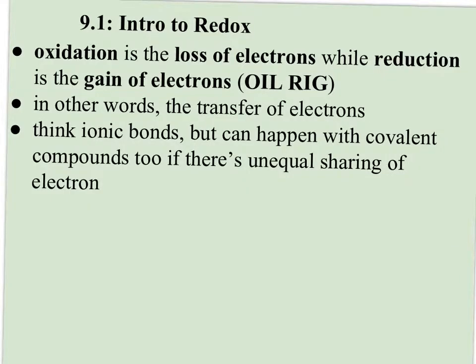So what is oxidation and what is reduction? Oxidation is the loss of electrons, while reduction is the gain of electrons. So we use the acronym OIL-RIG. Oxidation is loss, reduction is gain. In other words, it's the transfer of electrons. One's losing, one's gaining, has to be an equal number of electrons involved. So think ionic bonds, but remember, it could also happen with a covalent compound if there's an unequal sharing of electrons, which there often are with covalent bonds.